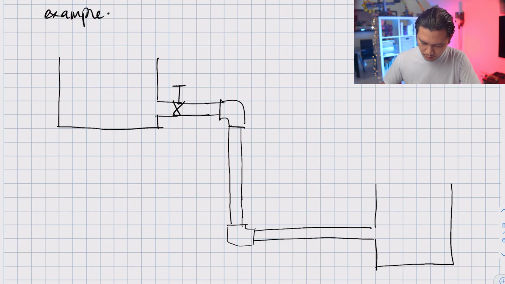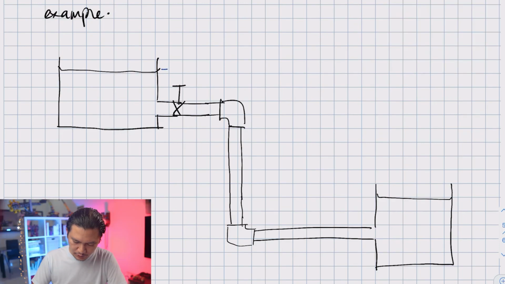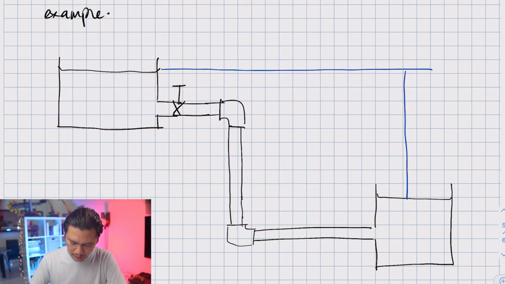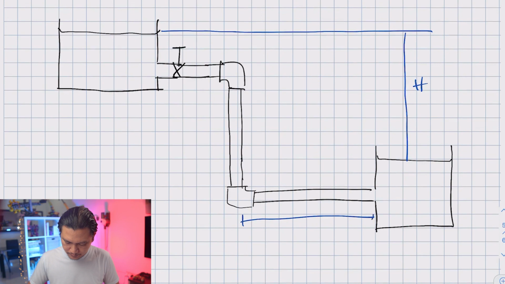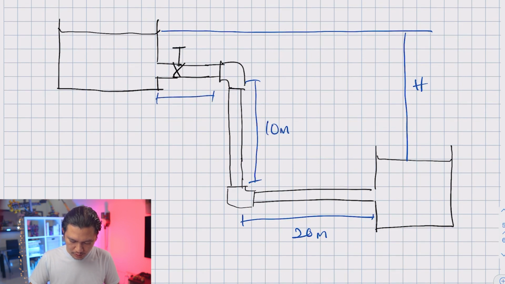And let's say that the water level is here. And the difference between these water levels is H. Okay, and this is a 20-meter pipe. This is a 10-meter pipe. And this is also a 20-meter pipe. So it's not exactly to scale, but I hope you can understand it.